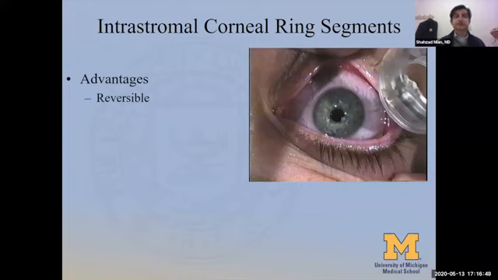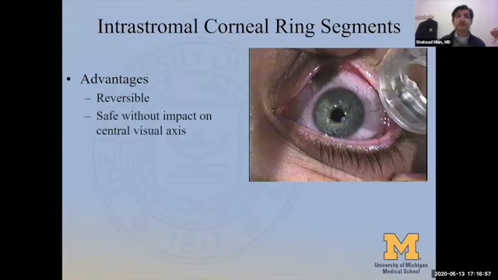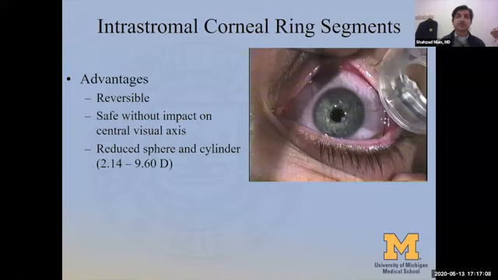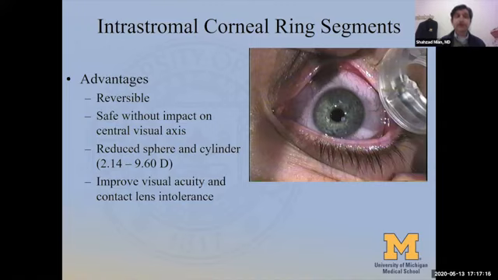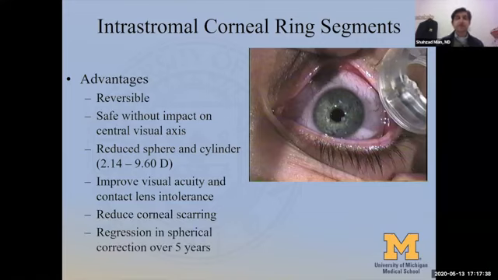The advantages are that they're reversible, meaning that you can go back and remove them if there are any associated complications with them. They are relatively safe, and because they're not placed in the central cornea, they have less impact by themselves on the visual axis. However, the more centrally placed they are, the more glare they can induce. And studies have shown that they can reduce spherical equivalent between 2 and 9 diopters. So they can overall improve visual acuity and improve contact lens tolerance as well by flattening the central cone. However, these are primarily indicated with milder degrees of keratoconus. They may help reduce scarring in patients because if there's a flatter central cornea, it's less likely to rub against the contact lens and induce scarring from that. There is regression of spherical correction over 5 years associated with these.